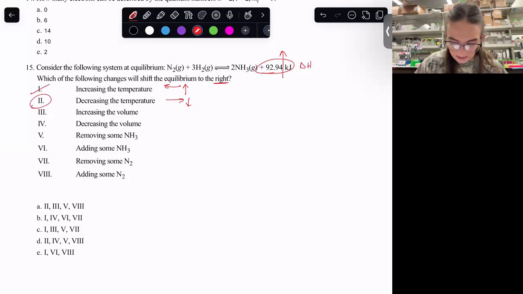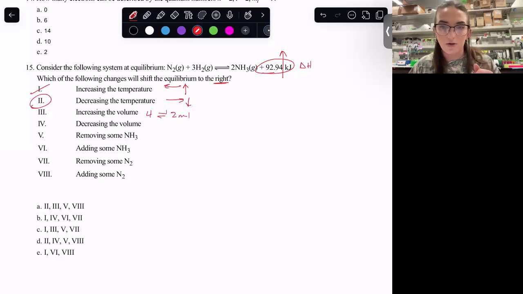So this would increase, that would shift the equilibrium to the right. Increasing volume, we're looking at the number of moles of gaseous products and reactants. We have 4 moles and then we have 2 moles. So if you're increasing volume, then you want to go towards the side with more volume, with more moles.